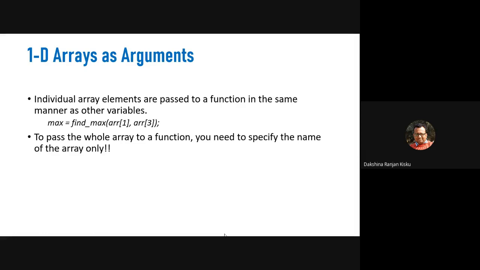Here we can use the individual array elements which are passed to a function in the same manner as other variables. Suppose there is a function called find_max. We can write max equals find_max within brackets, with the array arr1, comma, arr3. Now, to pass the whole array to a function, we just need to specify the name of the array only. So we know all this.